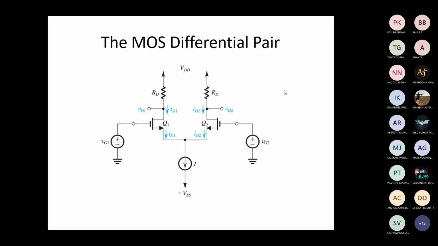VDD is the supply voltage at the drain. And VG1 is the input voltage at the gate terminal of Q1. We are giving two different inputs for both transistors, Q1 and Q2. Always we give input to the gate, no? For common source.